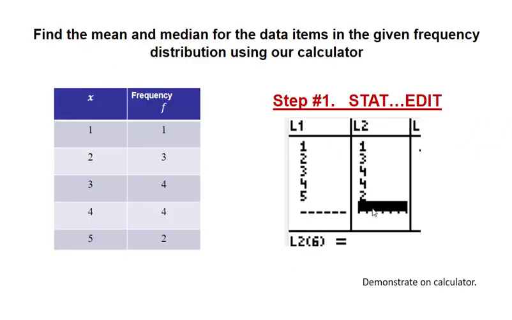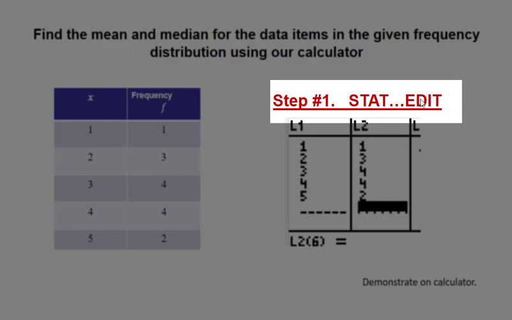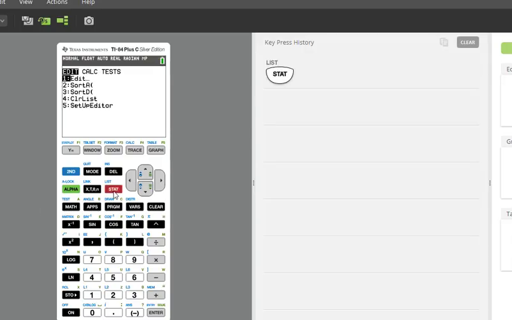So here we go. I have numbers 1 through 5, and I have a frequency list. How often did 1 occur? Just 1 time. How often did 2 occur? 3 times. I want to put all of this into my calculator. So I'm going to have to go to the stat button and the edit button. So let's bring up the calculator.